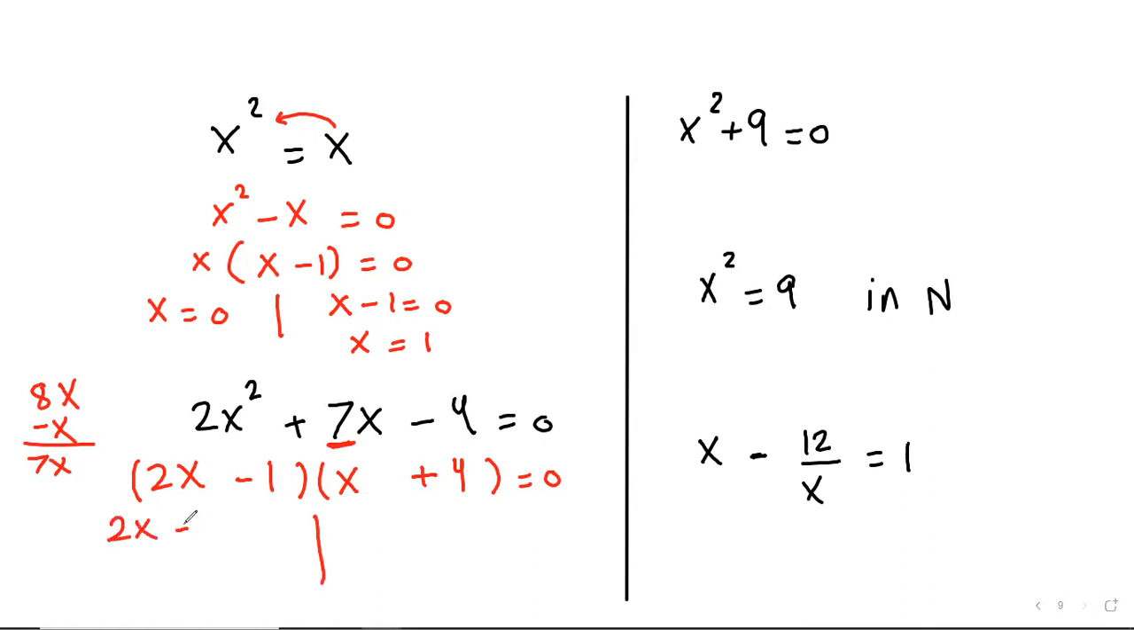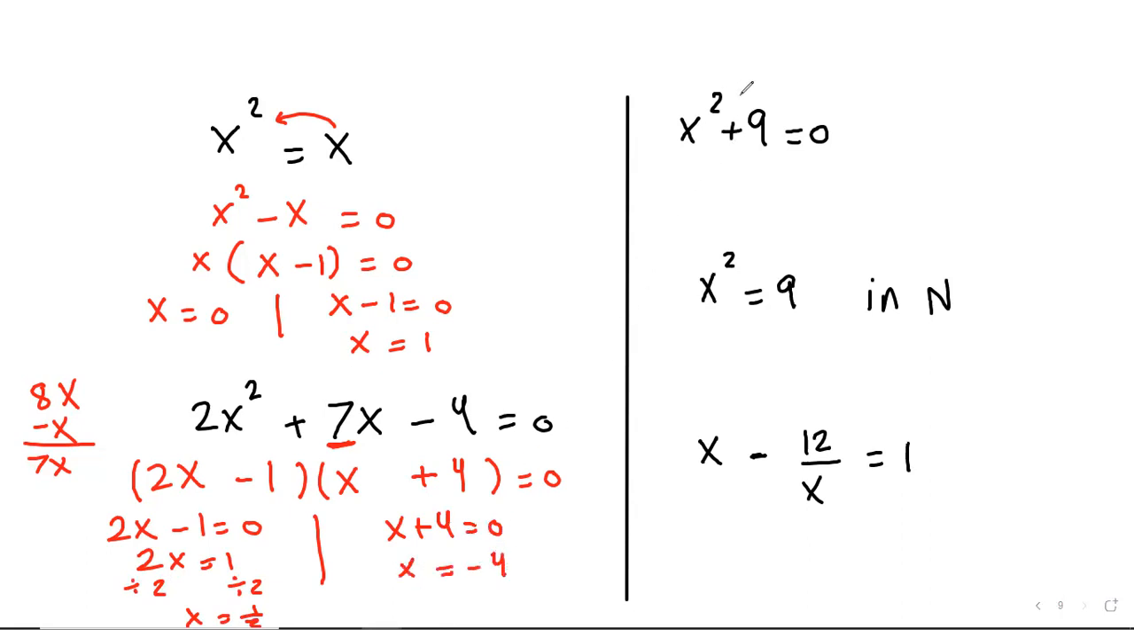Then we have two solutions. The first one is 2x minus 1 equals 0, and from that, 2x equals 1, divided by 2, so x equals half. And the second solution, x plus 4 equals 0. From that, x equals negative 4.